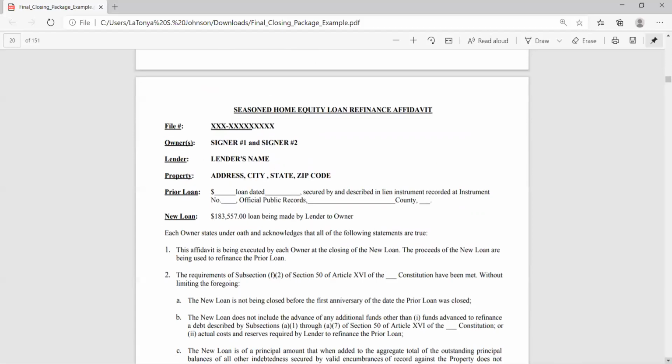Seasoned home equity loan refinance affidavit. All of this stuff is generally filled in for you, but you don't have to guess what to fill in these spots. Your first line of defense to call is the notary company that hired you, right? If you have questions. So say, for instance, you don't have a mentor. If you have questions, call the company that hired you and ask them, what do you want me to fill in on page blah, blah, blah?